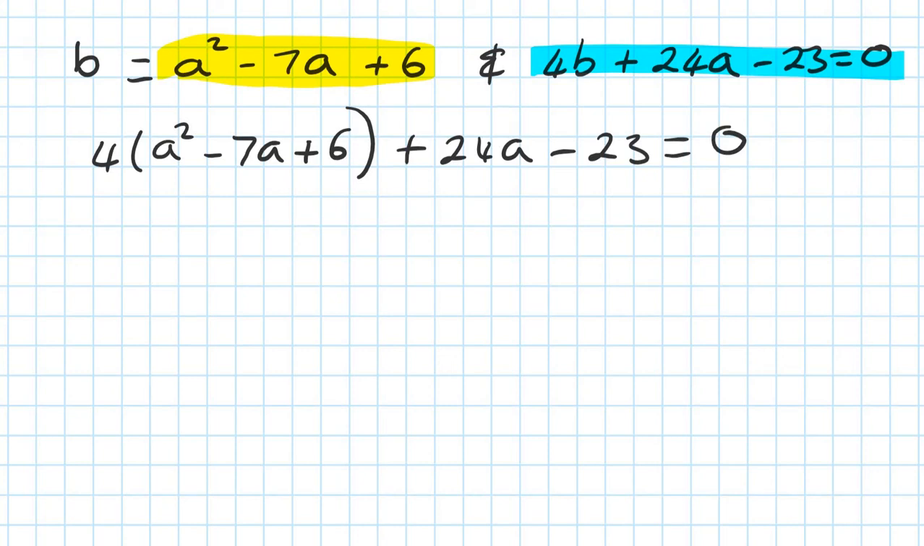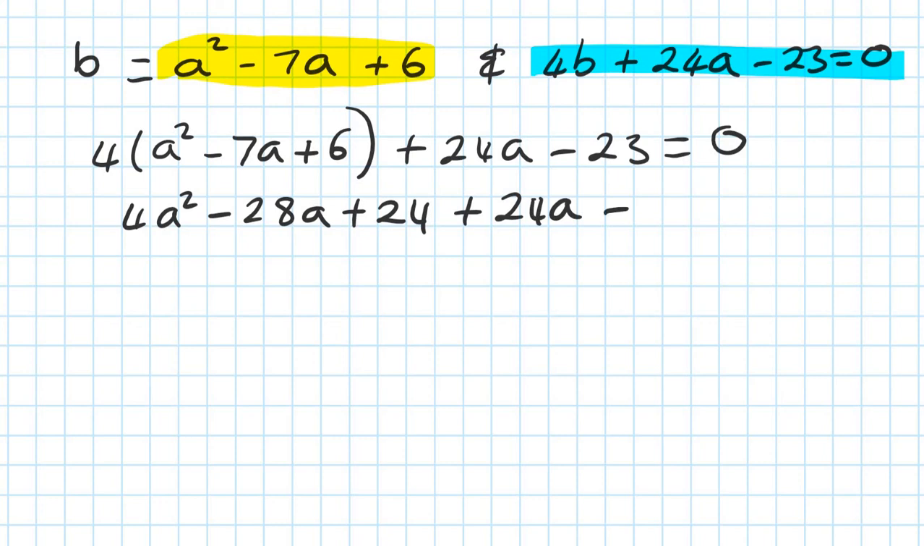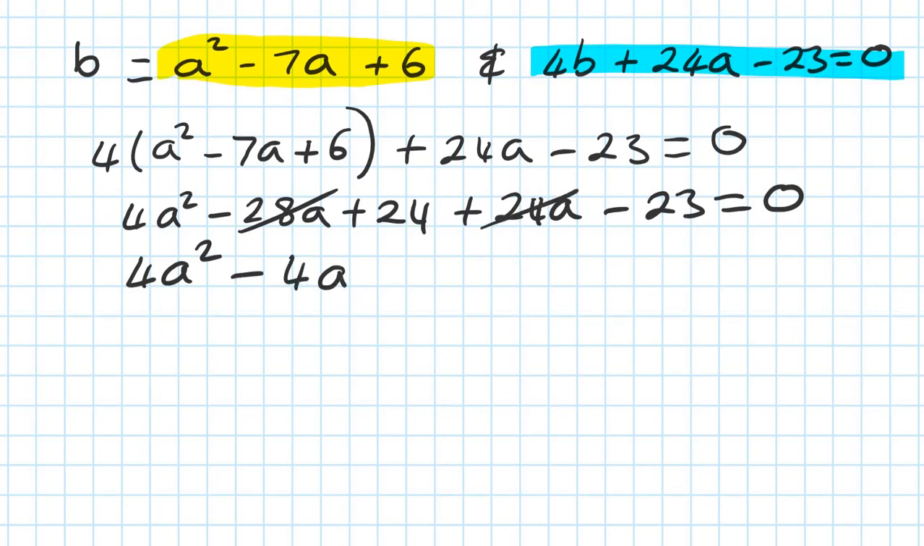Now I'm going to remove the bracket, which gives 4a squared minus 28a plus 24, add 24a, and minus 23 is equal to 0. So that's how I get it when I expand it out. When I simplify this, I get 4a squared. Minus 28 plus 24 leaves minus 4a, and 24 take away 23 is 1, so equals 0.